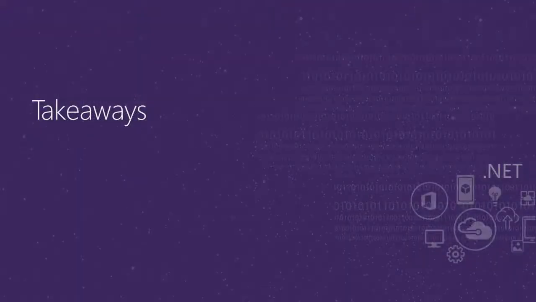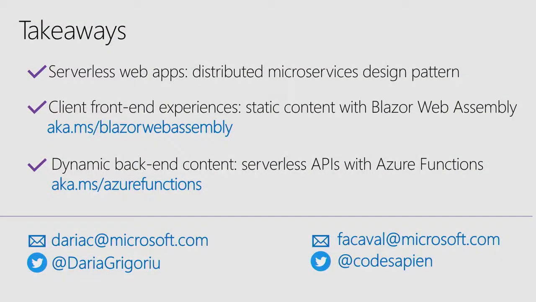So now that we've talked about each of these components and demos and concepts in isolation, we have a few takeaways. The first one is that you can really leverage the power of distributed microservices to create complex serverless web apps that are really not that complex to implement. The client front-end experiences have a great opportunity in the form of Blazor WebAssembly. And to get started with that, you can go to AKMS Blazor WebAssembly, and that's a good starting point.